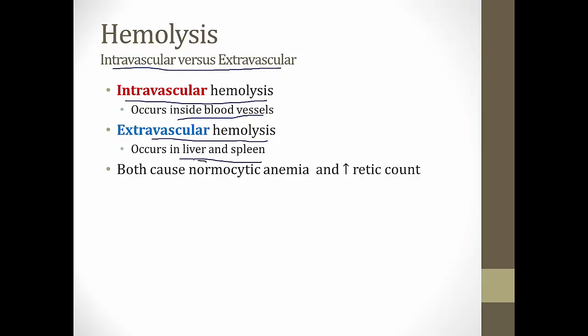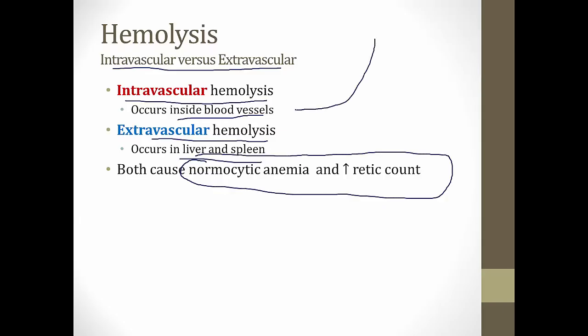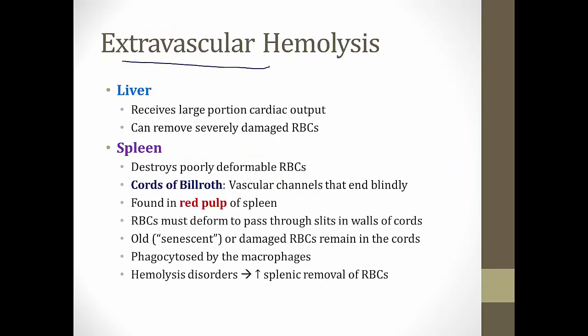Both types of hemolysis will cause normocytic anemia and a high reticulocyte count. What we're just talking about here is the location inside the body where the hemolysis takes place. So let's talk about extravascular hemolysis first. Recall that the liver receives a very large portion of the cardiac output. So if there are lots of severely damaged red blood cells, the liver will remove some of them.